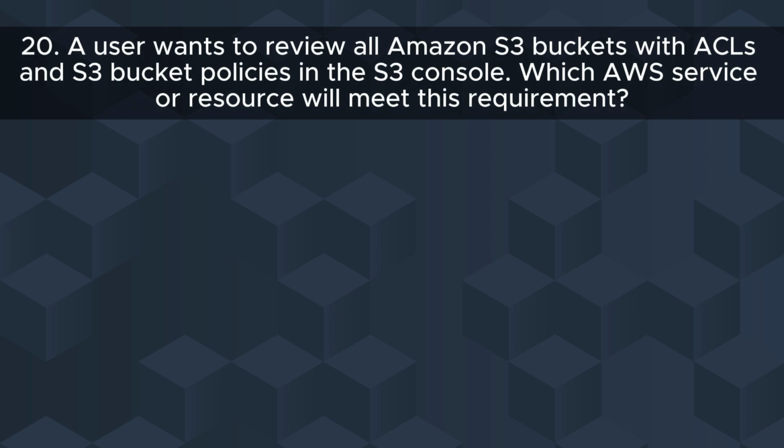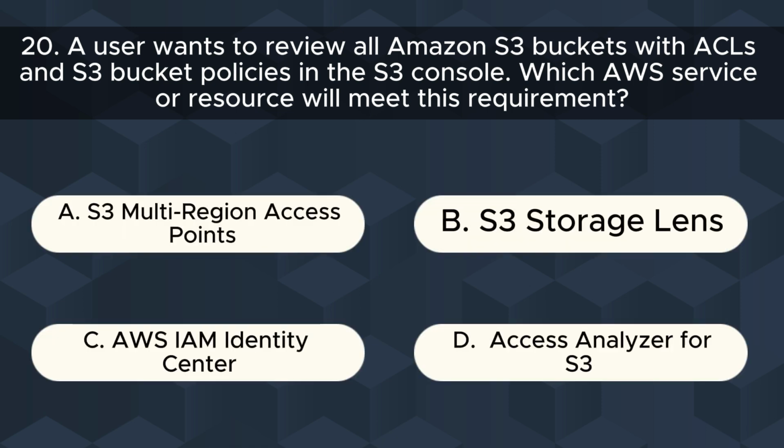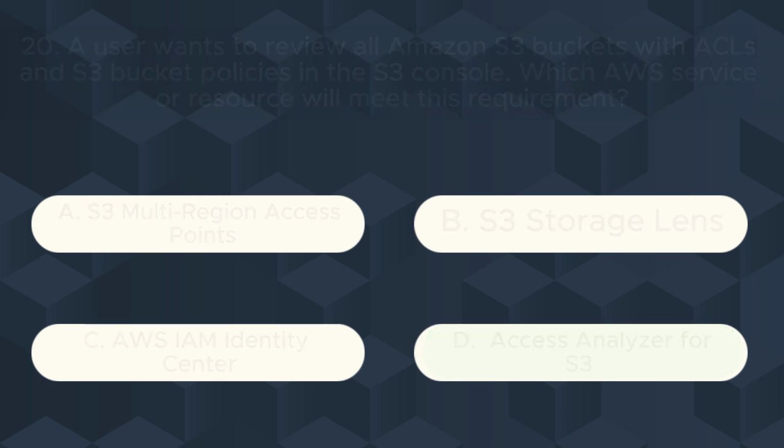A user wants to review all Amazon S3 buckets with ACL and S3 bucket policies in the S3 console. Which AWS service or resource will meet this requirement? The answer is Access Analyzer for S3. Access Analyzer for S3 helps you identify the resources in your Amazon S3 environment that are shared with external principals, enabling you to review and analyze the access permissions of your S3 buckets.